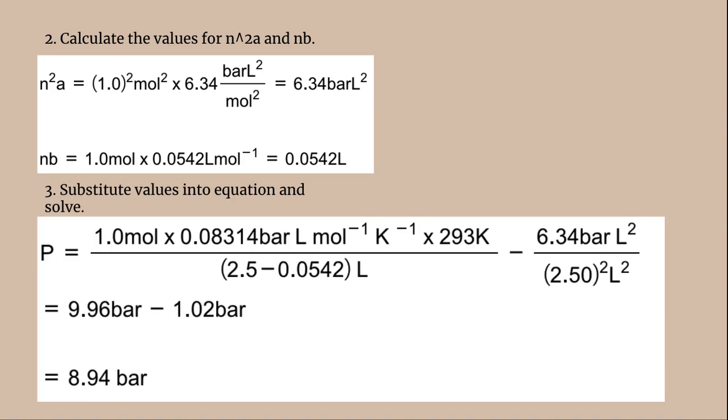Next step is we're going to substitute the values into the equation and solve. So here we have moles, constants, everything that we saw in the slides before, and we separated the left and right sides to allow for easier calculations here. So we get on the left-hand side 9.96, and on the right-hand side we get 1.02 to give us a grand total of 8.94.